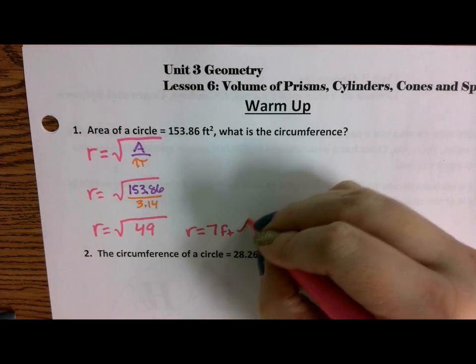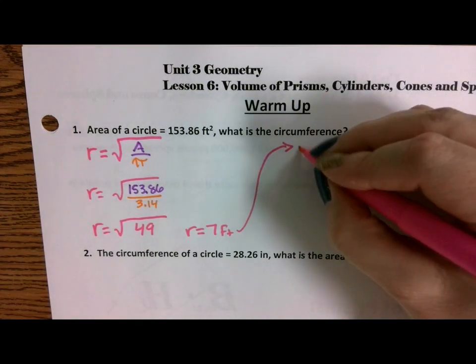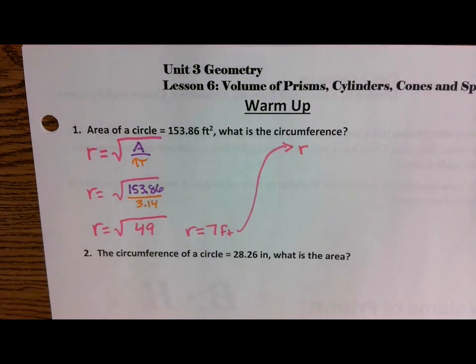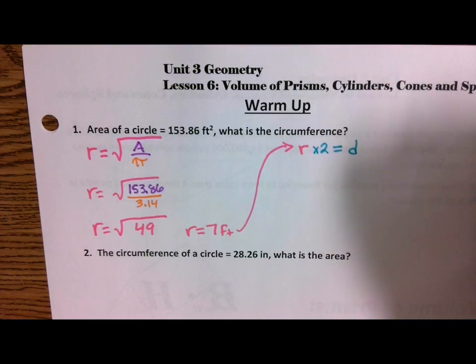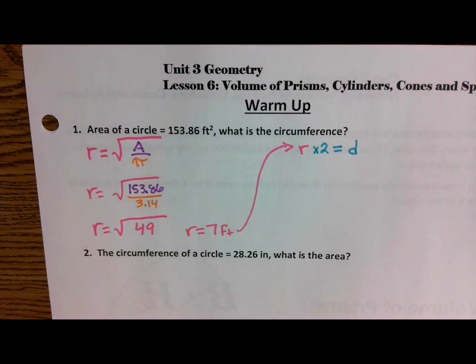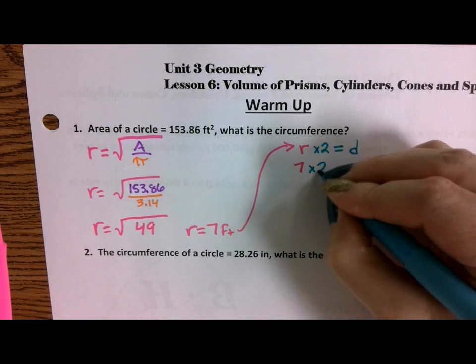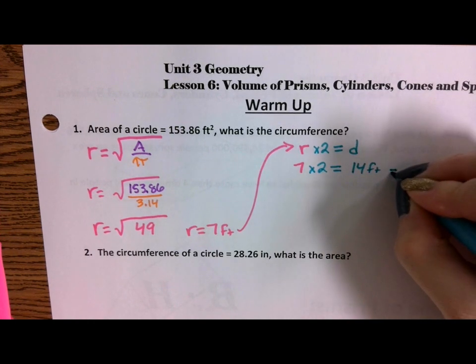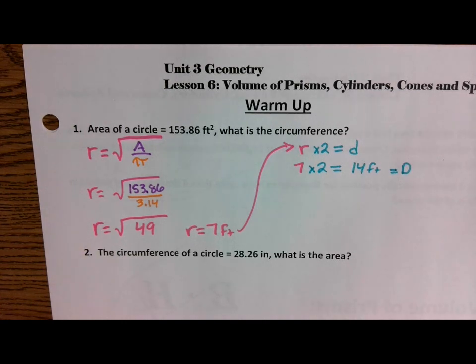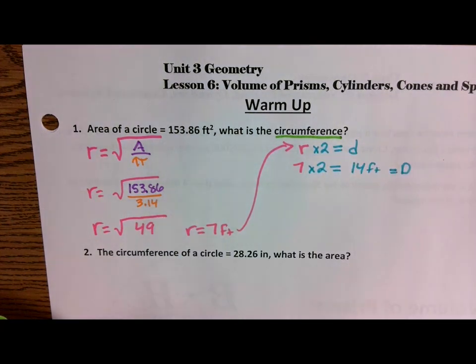Now, we can take that information, and if we take the radius and multiply it by 2, that's going to give us the diameter. So if we take 7 and multiply it by 2, that gives us 14 feet for the diameter. Now that we know the diameter, we can plug it into our circumference formula, because that's what we're trying to solve for.